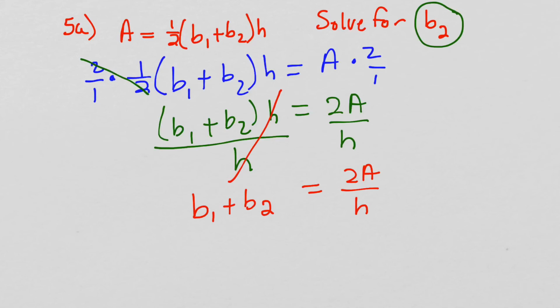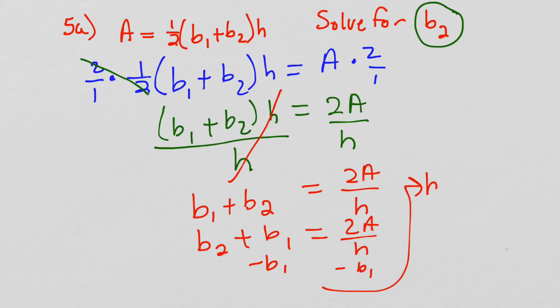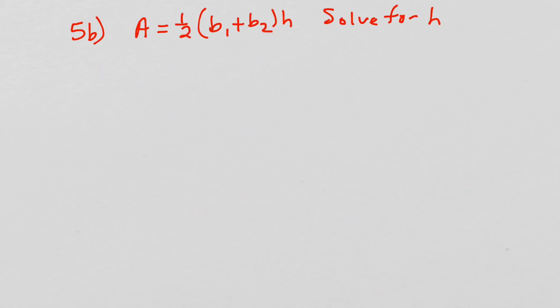Now I'm looking for B2. Is B2 on the left and first? It's not, so I'm going to do commutative property of addition. And now I'm going to zero pair out my B1. And that's going to give me B2 is equal to 2A divided by H minus B1. Now we're going to solve for H.